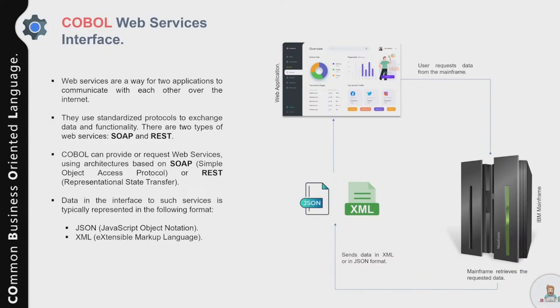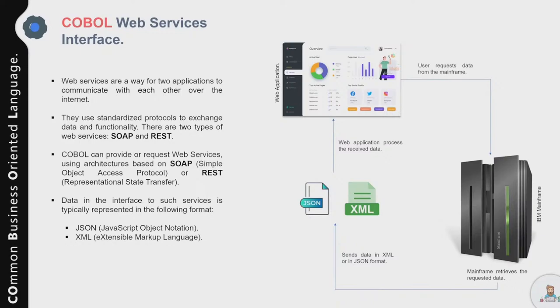Now let's try to understand with the help of an example. We have a web application which is hosted on a non-mainframe platform, and we have a COBOL application which is hosted on the mainframe. A user has initiated a request from the web application to get data from the mainframe. The mainframe received the request, and the application hosted on the IBM mainframe processed that request, generated the output in the desired format, and sent the response back to the web application. The data shared with the web application would be either in JSON format or in XML format.